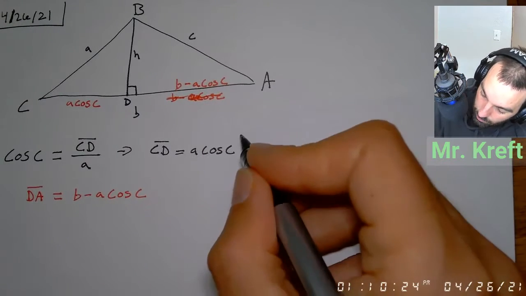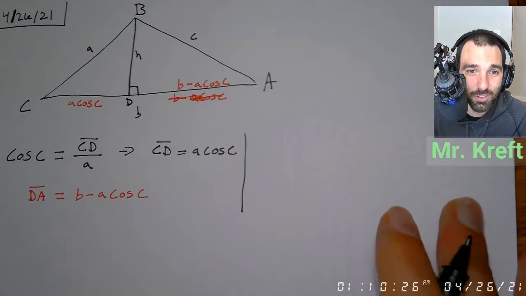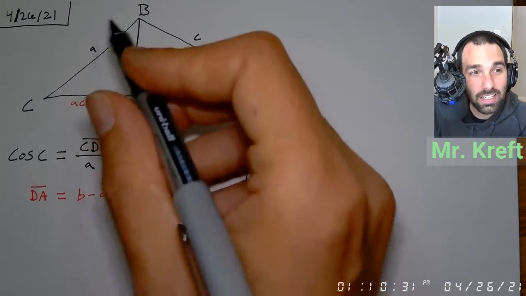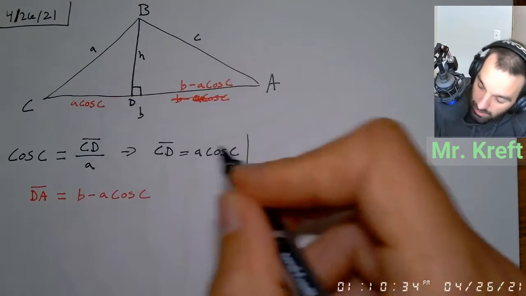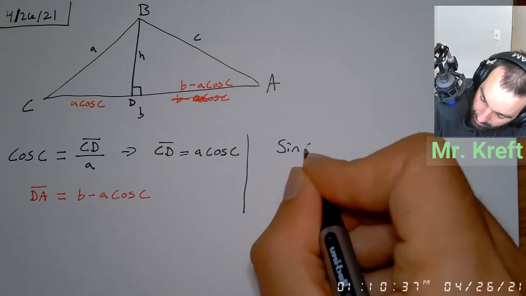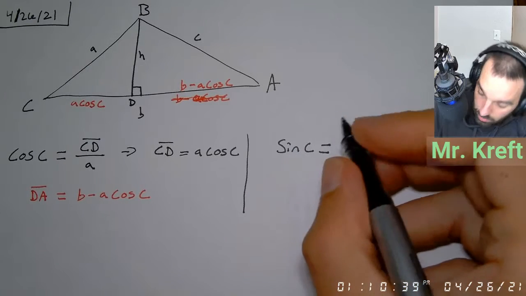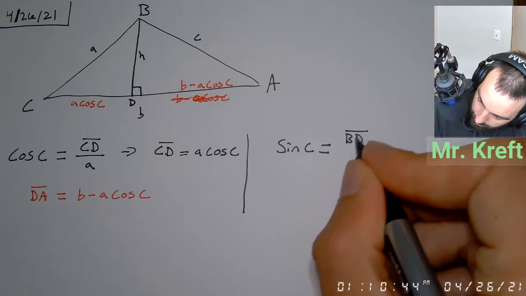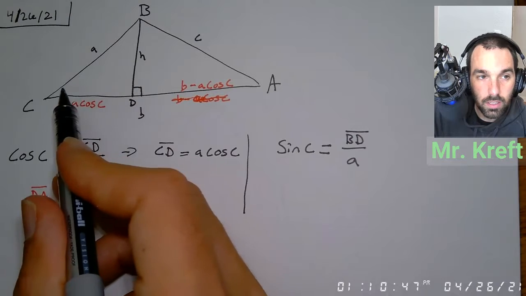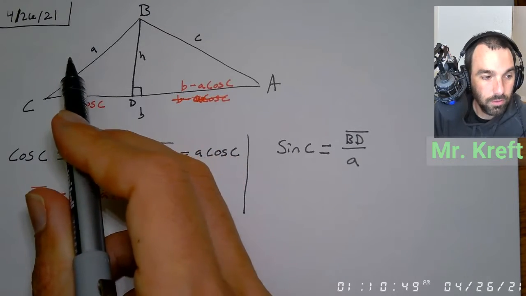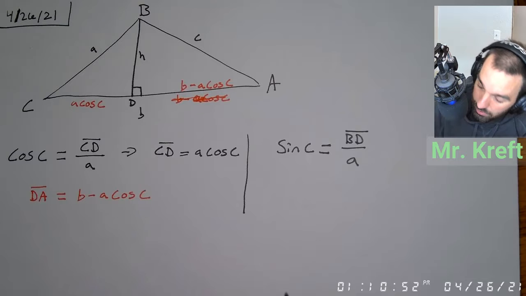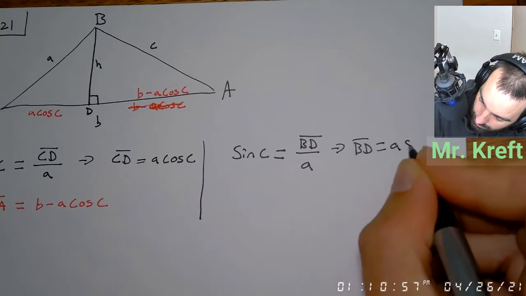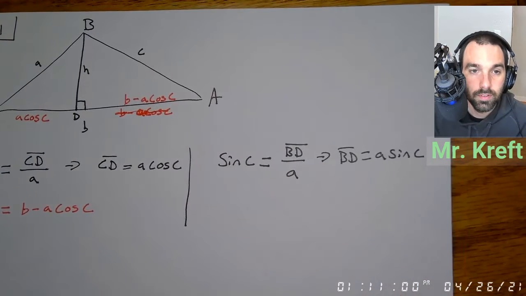The second thing we're going to do is now use sine. And you're like, what are you talking about? Sine? We're doing law of cosines. Yes, we're going to use sine. So looking at triangle BCD again, I hope we can agree that sine of angle C would equal segment BD over A, right? So it would be opposite over hypotenuse. Or we can rewrite this to say segment BD equals A sine of C.